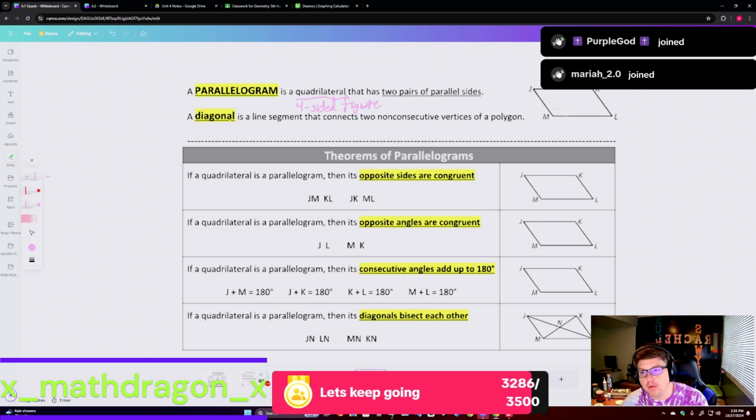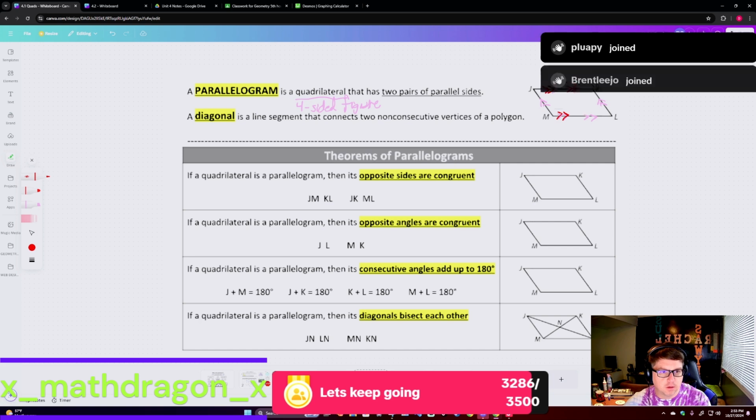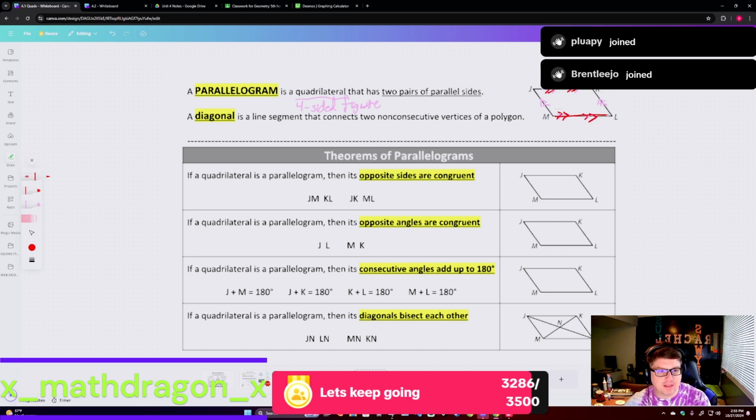So, a parallelogram has two pairs of parallel sides, and they will do double arrows to indicate that they are parallel. And sometimes they'll do double arrows twice to demonstrate that this line is parallel to this line, but is not parallel to the other two. That's why they make different sets of double arrows.